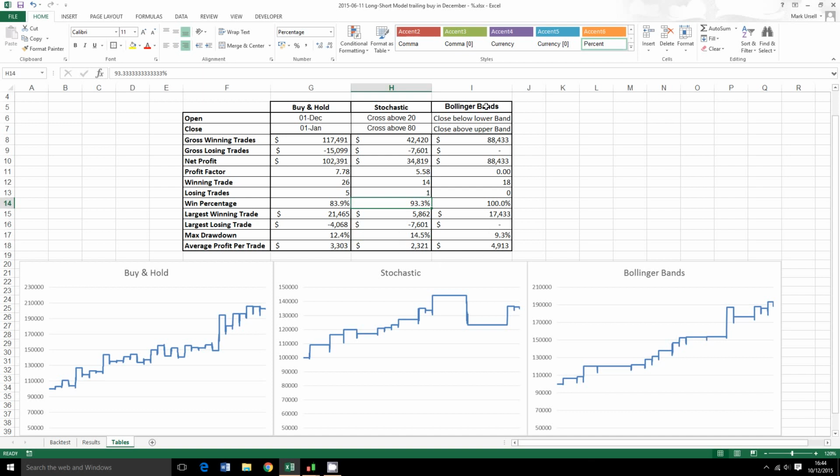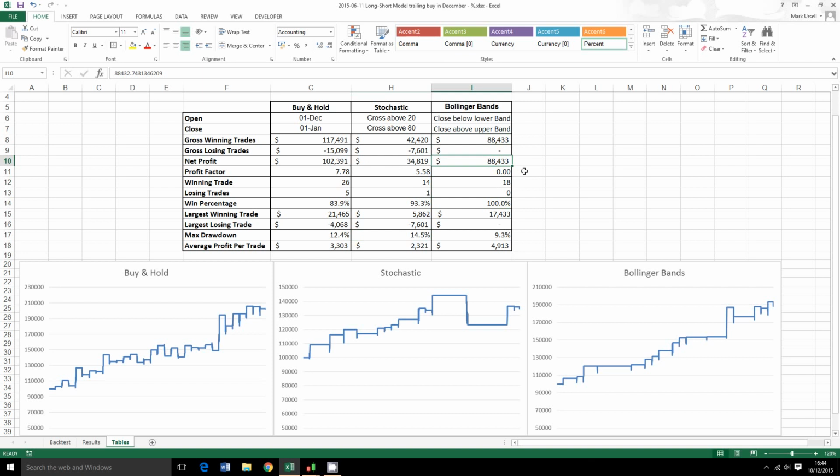Now then, Bollinger Bands, as I said, I narrowed the bands to generate more trades. We just weren't getting enough trades otherwise, and I've got 18 trades. What's notable to me in this is a 100% win percentage. I'd be very happy with that personally. Also, we've got a high number of gross winning trades, and net profit almost as high as with the buy and hold.